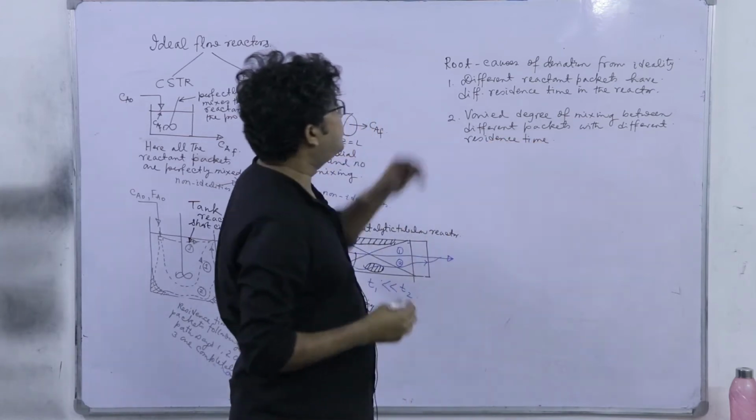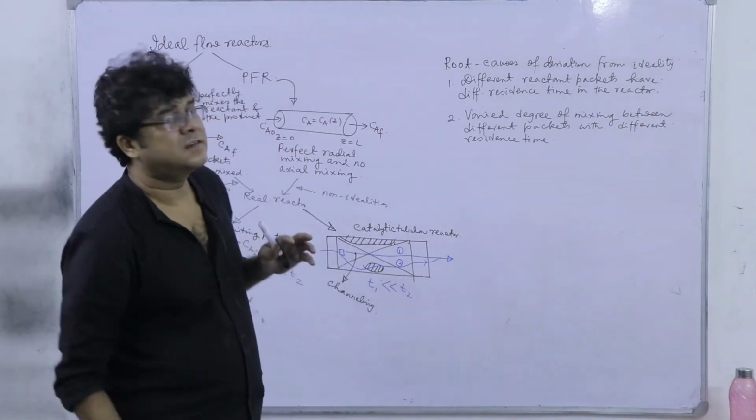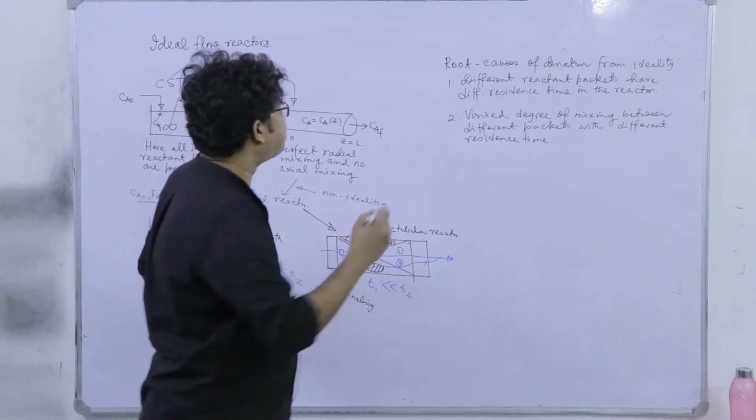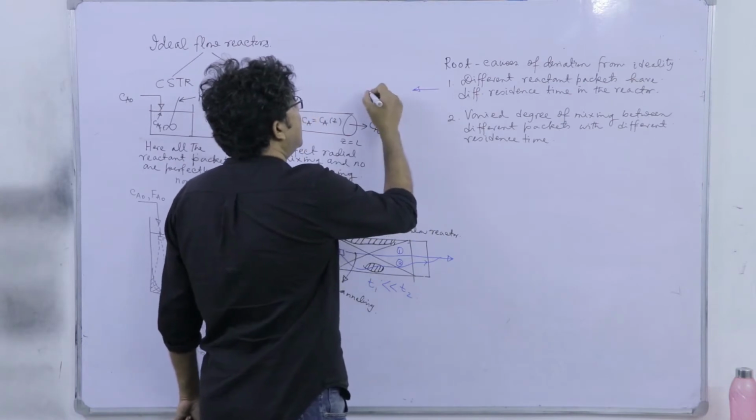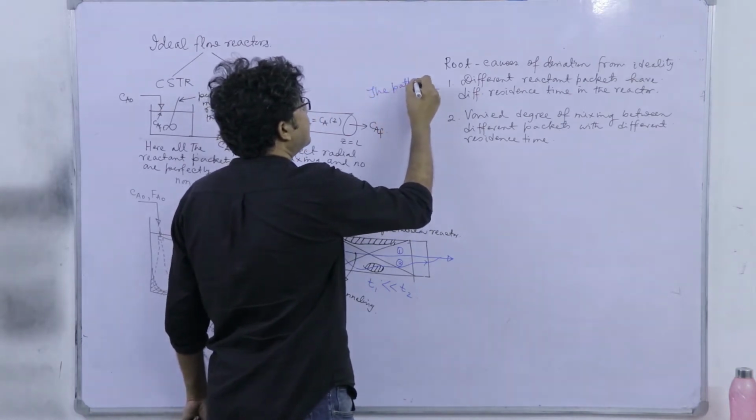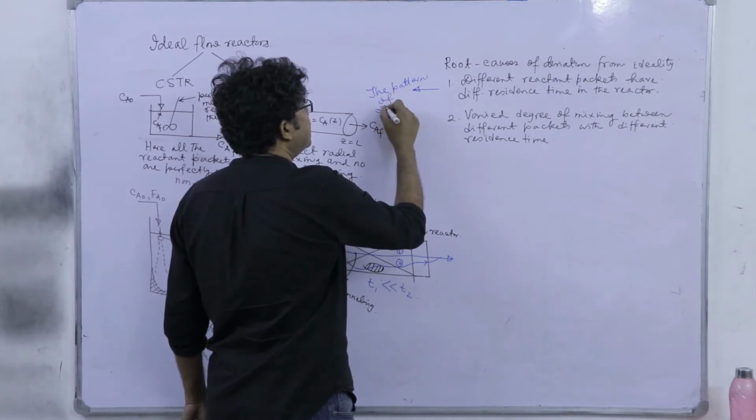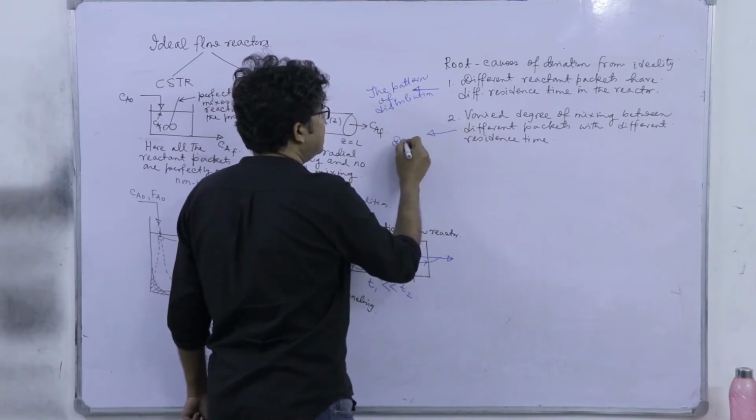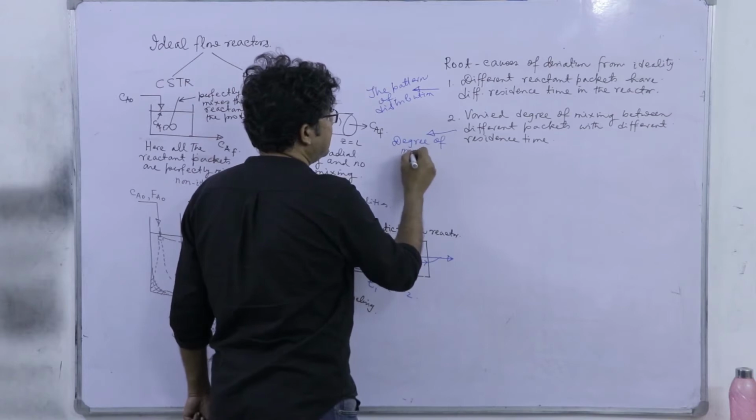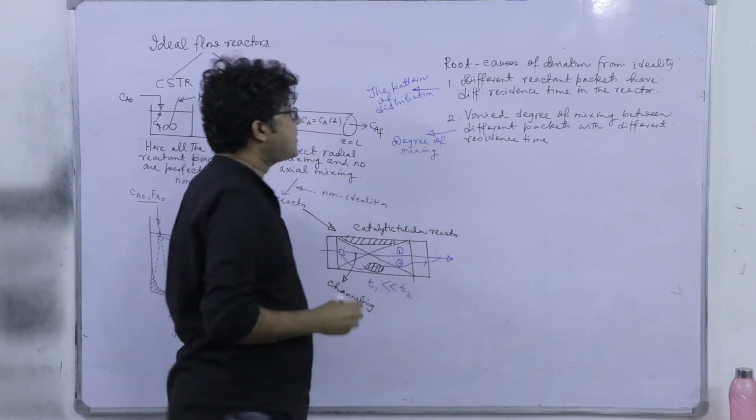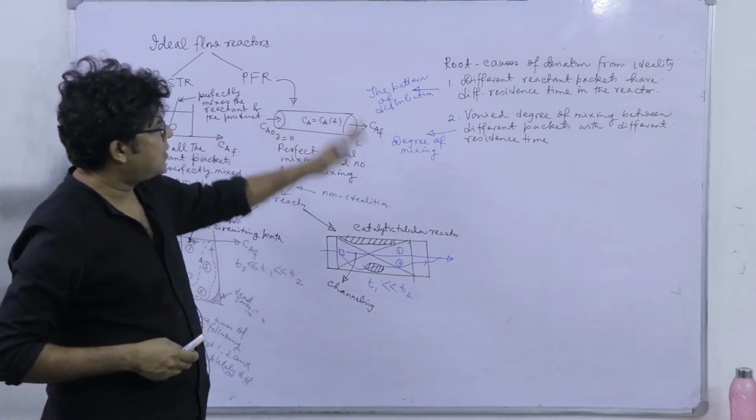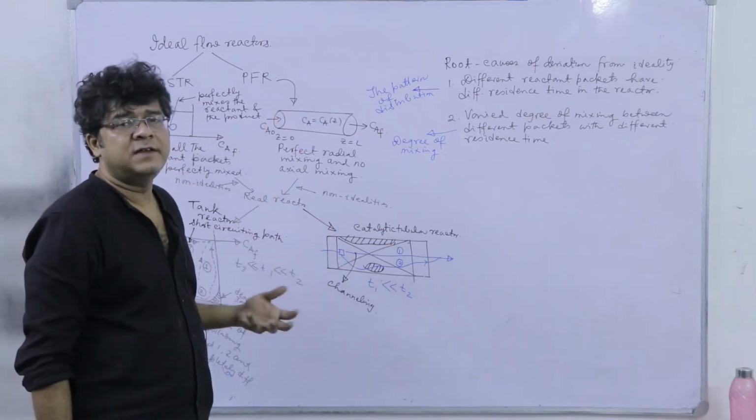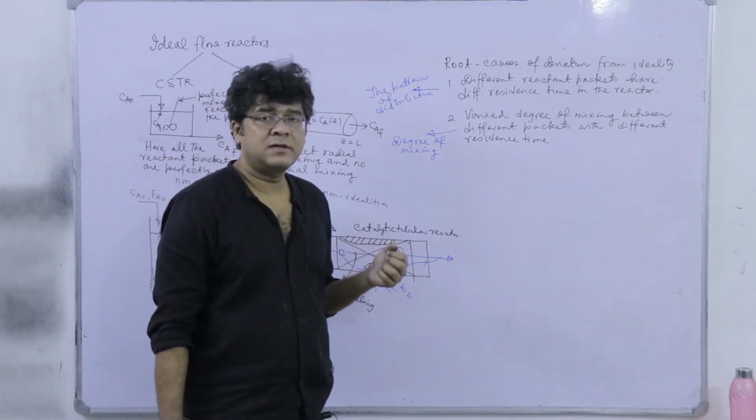Right? So, first we have to understand how the residence times of different packets are distributed. Okay? The pattern of distribution, and second, the degree of mixing. So, if I focus on these two issues, first we will try to resolve what is the pattern of this residence time distribution, right.